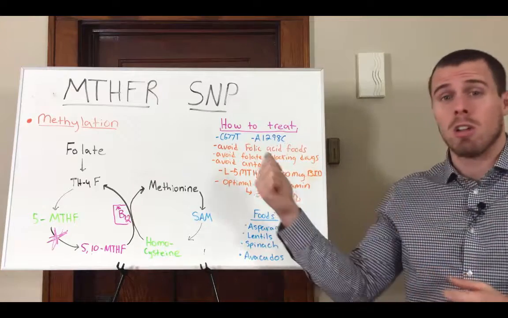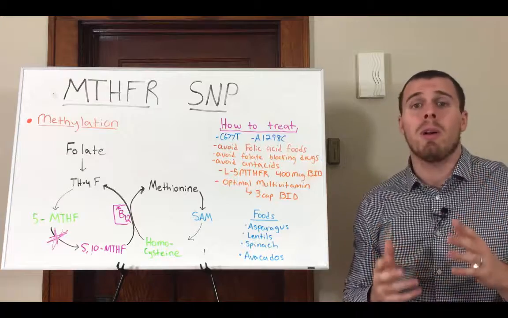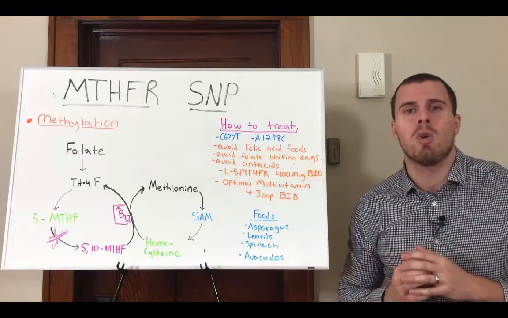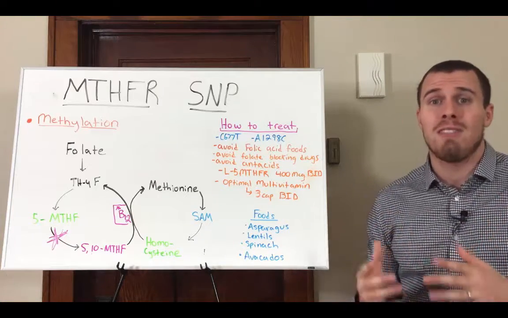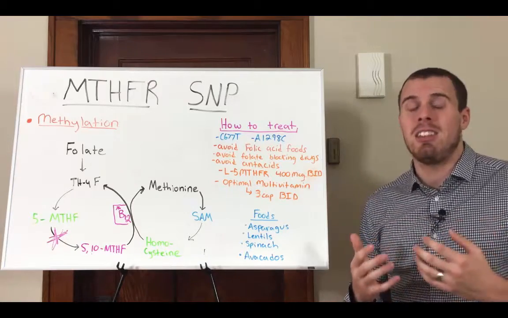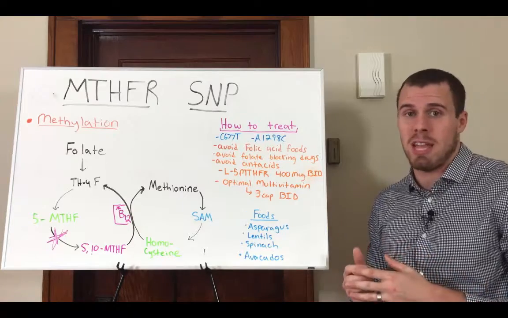So making sure it's very obvious that we're methylating correctly. Before we do anything, we want to make sure we're assessing, not guessing. It's really important that if you think you might have the SNP, or you want to check if you do have the SNP, to get PCR testing, polymerase chain reaction testing, to see if you have the SNP.